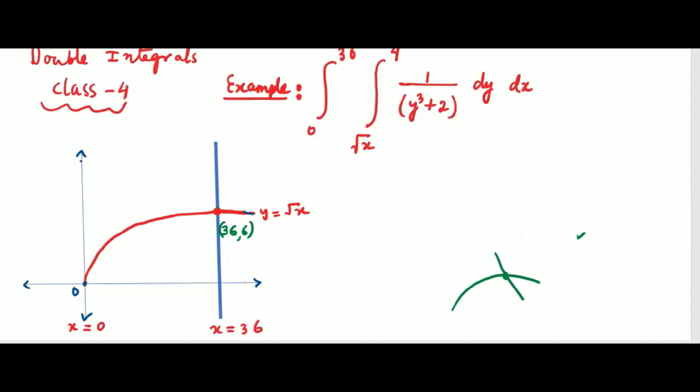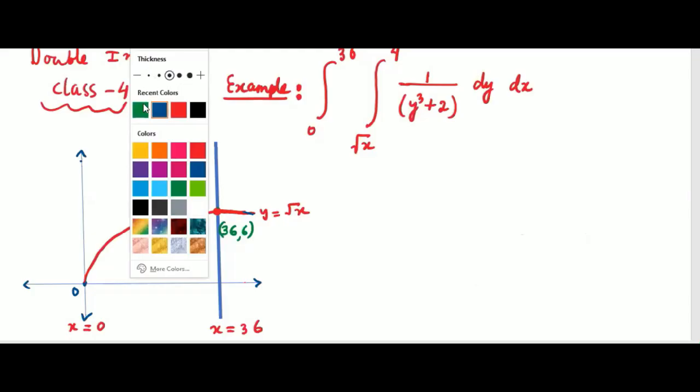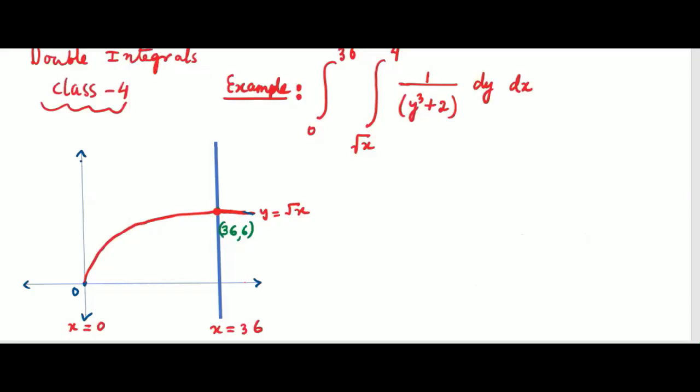Now we know that the height is 6 here. This length is 36 and this height is 6. So if you write this way, the x limits are 0 to 36, and y limits, let me write, square root of x to 4, xy dy.